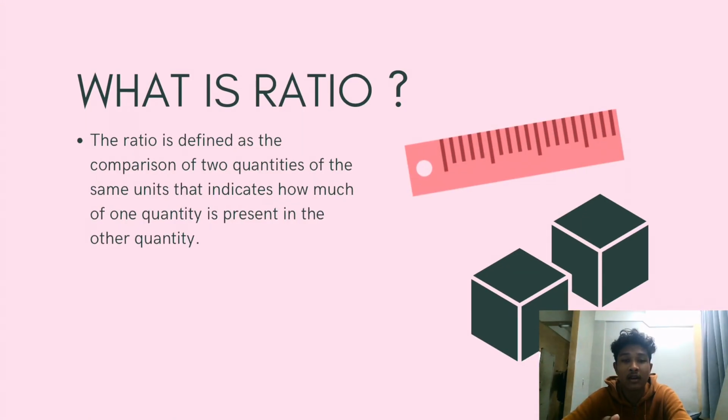So what is ratio? A ratio is defined as the comparison of two quantities of the same units that indicates how much of one quantity is present in the other quantity. The meaning of this is that a ratio is a way to compare two things that are measured in the same units. It shows how much of one thing you have in relation to the other.